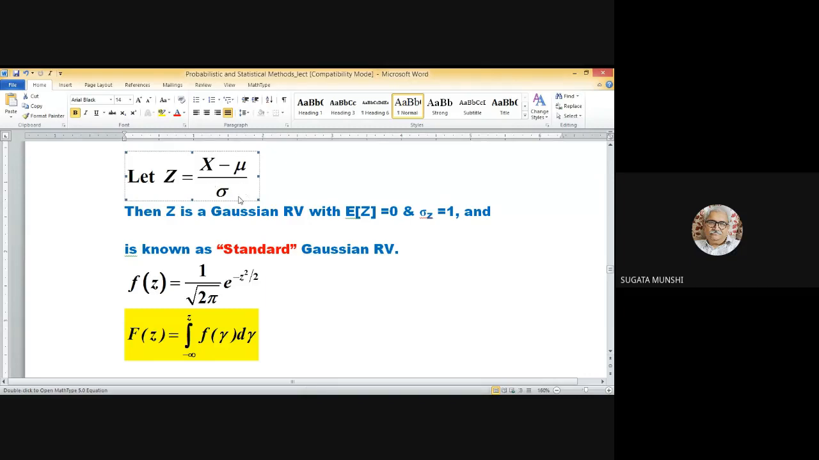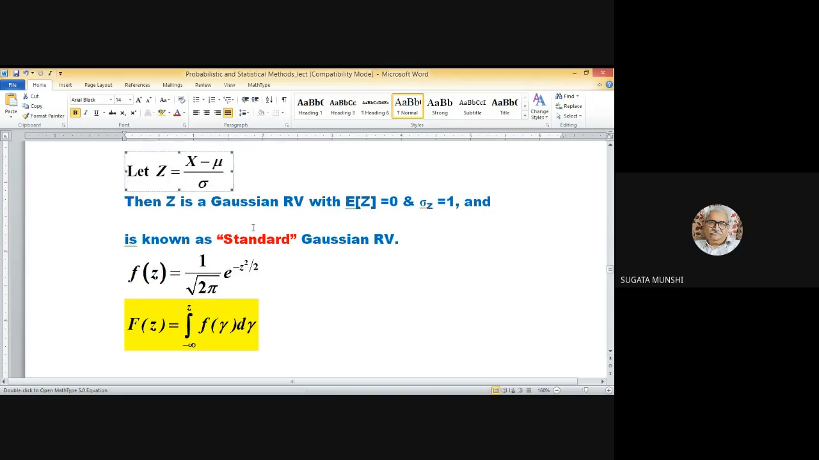Point is, why have we made this change? Now, because those parameters mu and sigma, they don't appear in this expression. Therefore, capital Fz, you can evaluate it numerically and then formulate a table. That is the motivation behind introducing the standard Gaussian random variable.